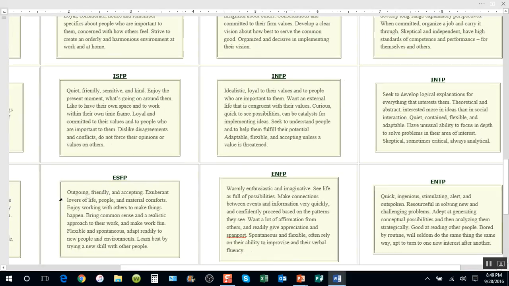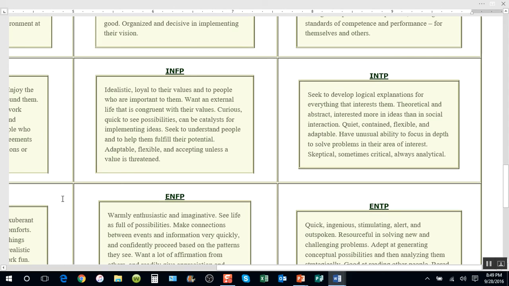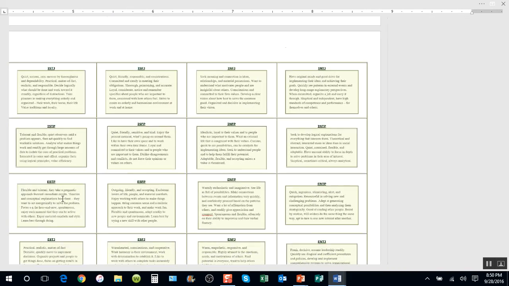Interestingly, if I look at myself, I overlap them in only one way. I am the T, but I'm the opposite in all the others. Somebody like myself seeks to develop logical explanations for everything that's of interest to me. I'm theoretical and abstract at times. I'm interested in ideas more than in social interactions because that's my introvert. I'm oftentimes quiet, contained, but I am flexible and adaptable. I am extremely able to focus in depth on solving problems in something that interests me. I can dive as deep as anybody. I can be skeptical. I want to see things. I'm very analytical, and I can be critical of things, but I'm doing that to try to learn, right?